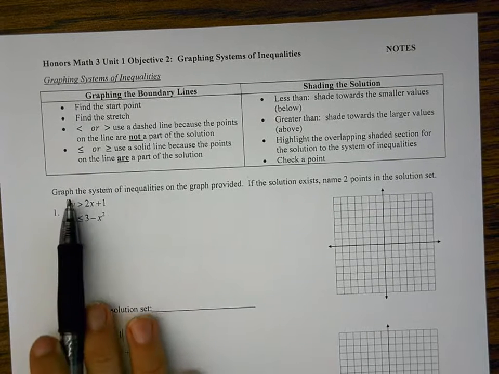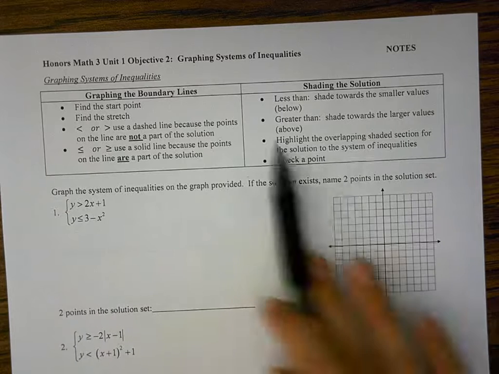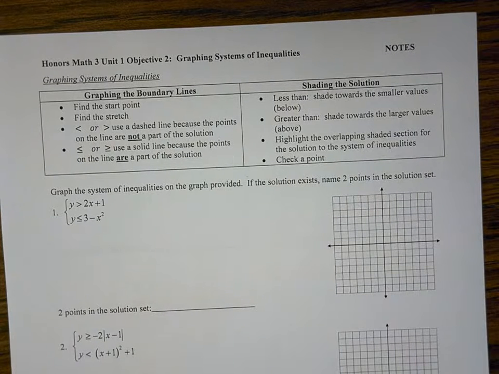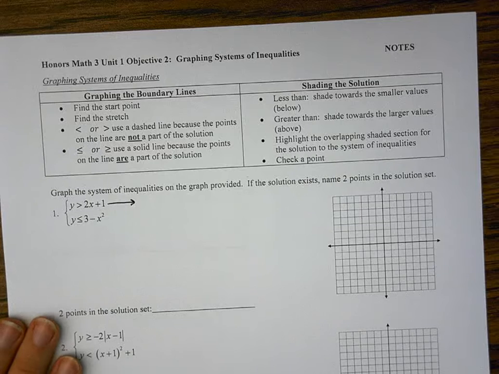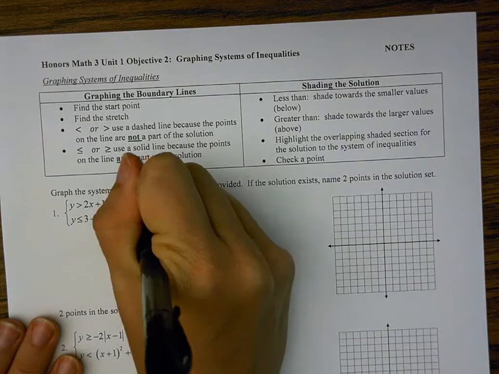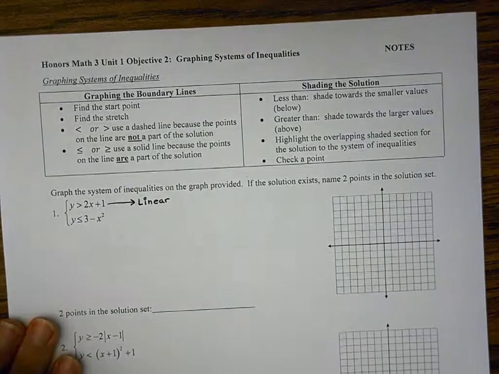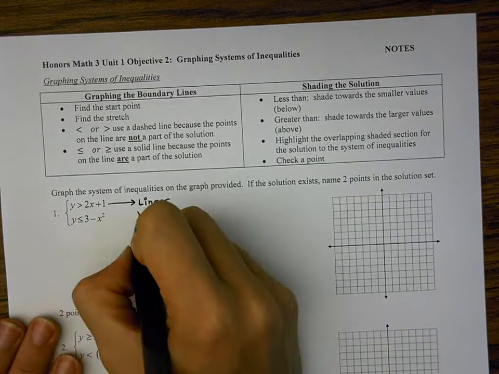So first up, we have graph the system of inequalities on the graph provided, and then if there's a solution, right, a shaded region that matches for both, then we're going to name 2 points in the solution set. Okay? And so first up, let's go ahead and take a look at this one. Which function family do we have with the y is greater than 2x plus 1? Okay, well that's a linear, and so if you are looking at your function family review there, we have our linear equation. Let's go ahead and turn this into its descriptive form. So I'm going to subtract the 1 over to the other side.